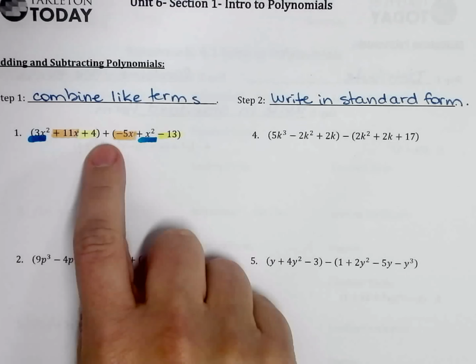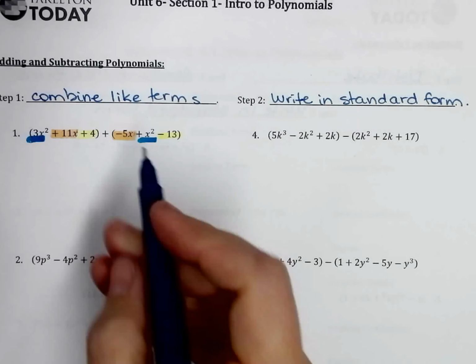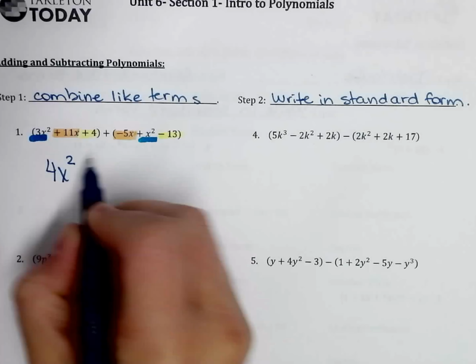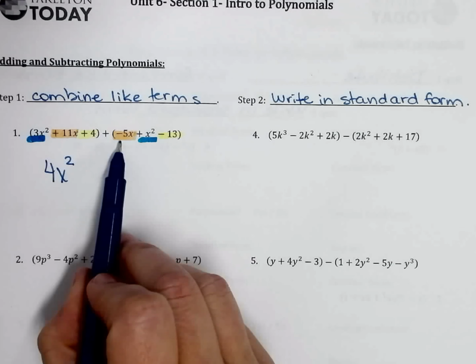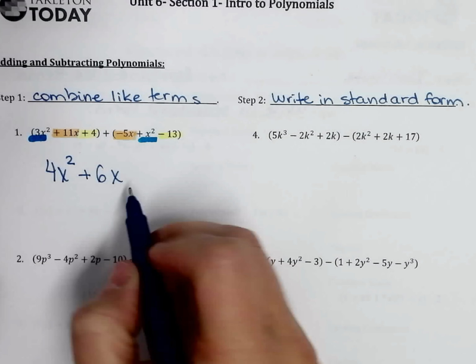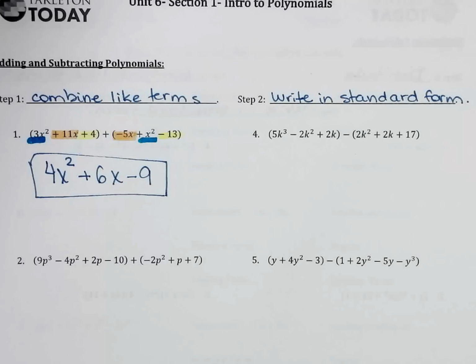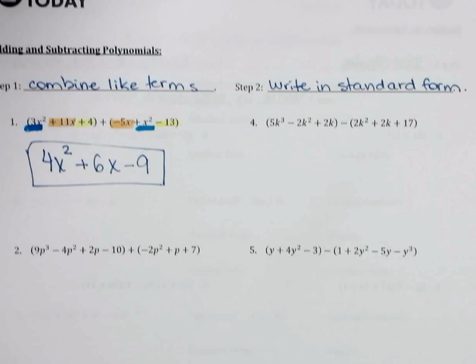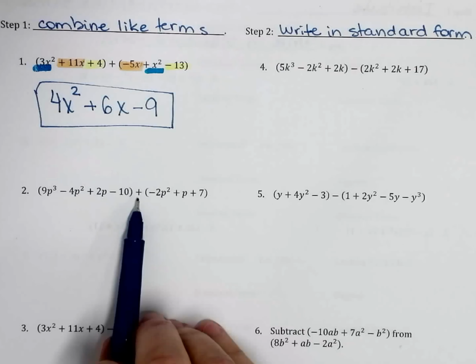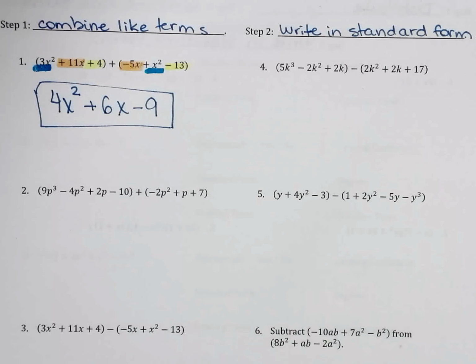All right. Since I have a plus right there, I don't have to distribute the plus. It's just there, really. So easy. 3 plus 1 is 4. So 4x squared. 11 minus 5 is 6. So 6x. 4 minus 13 is negative 9. And it's already in standard form right there from highest to least degree. Okay, number 2. Again, I have a plus right there in between them, so I don't really have to go one more step and distribute that plus. So it's already halfway solved for us.